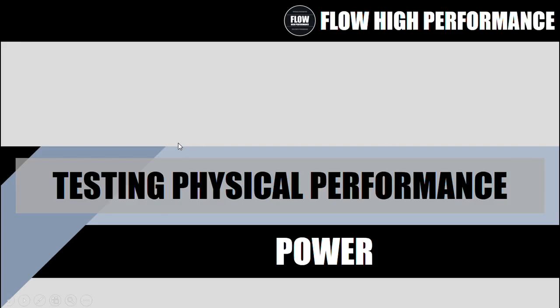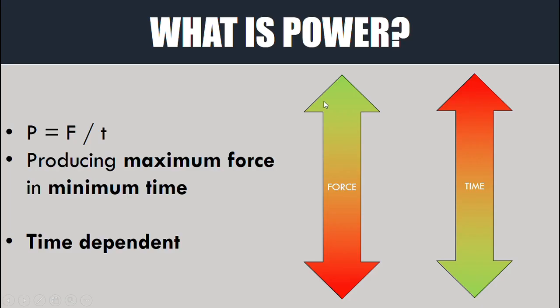In this presentation, we're going to be continuing our video series on testing physical performance, and this one is going to be on testing power. So what is power? Power in mathematical terms is force divided by time, which basically means that we're trying to produce maximal force in minimum time. So the more force we can produce in the least amount of time is going to give us the greatest power output. However, power in reality is time dependent.